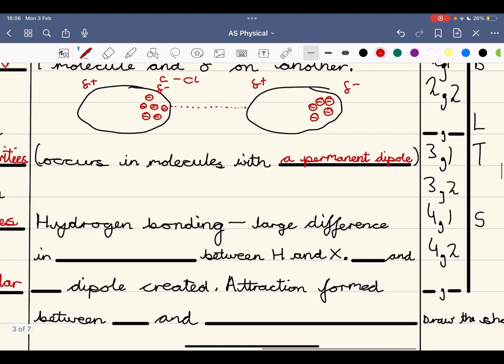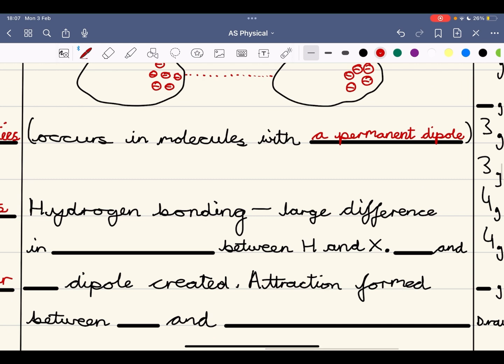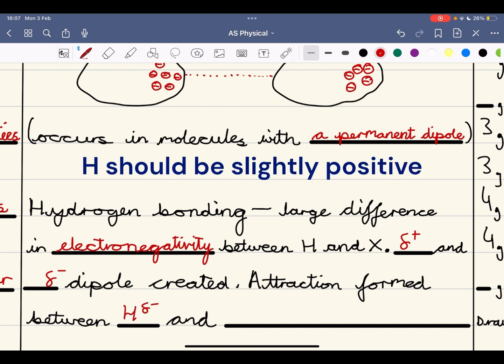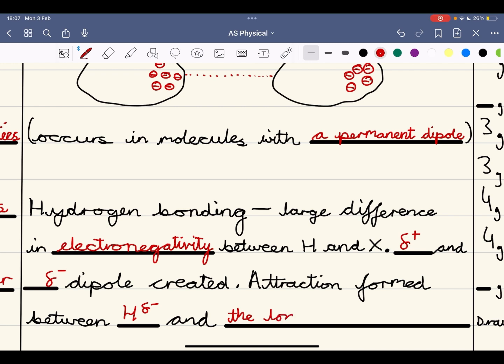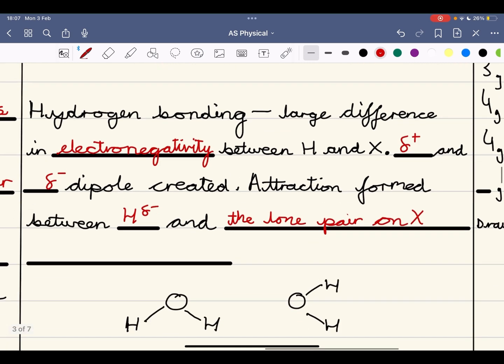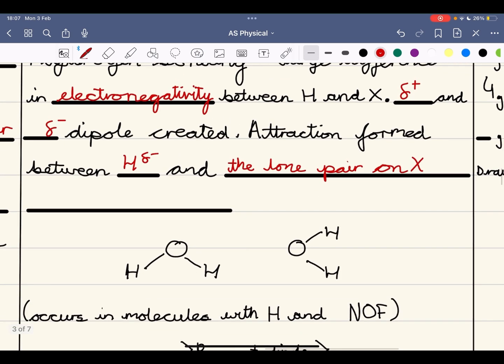And finally, we have hydrogen bonding, which occurs when there is a larger difference in electronegativity between hydrogen and X. Okay, so X is a general atom, and a slightly positive and slightly negative dipole is created, and there's attraction formed between the slightly positive H plus and the lone pair on X. Okay, so X can be nitrogen, oxygen, or fluorine, which I've said here.